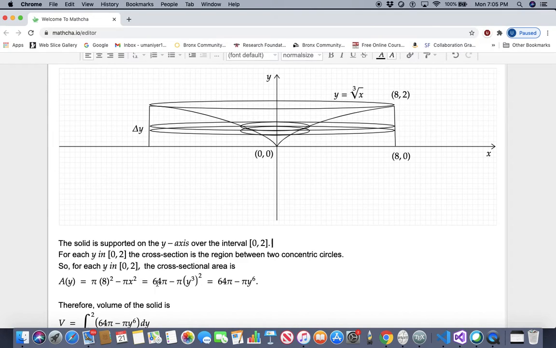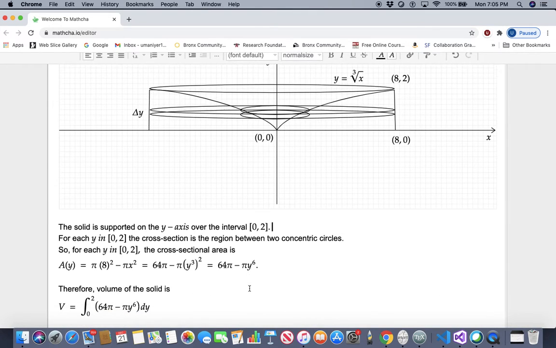8 squared is 64, so the outer circle area is 64 pi, minus the inner circle. x is y to the third, so x squared is y to the third squared, which is y to the sixth. So that's your cross-sectional area: 64 pi minus pi y to the sixth power. So for each y in the interval 0 to 2, notice now you are taking the integral from 0 to 2 with respect to y of the cross-sectional area A(y).